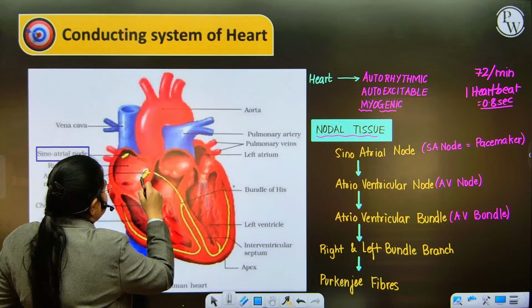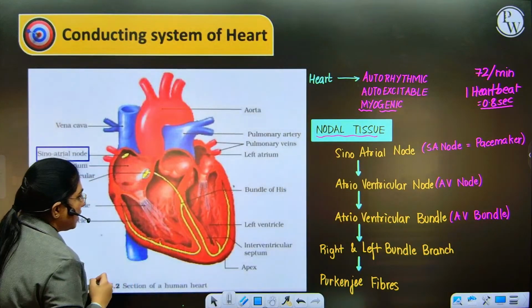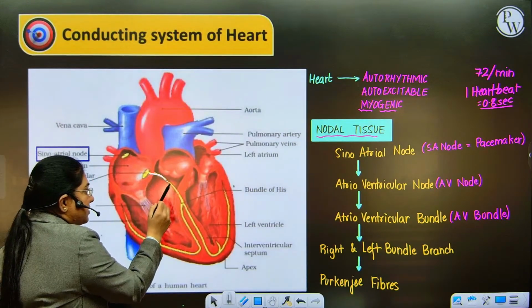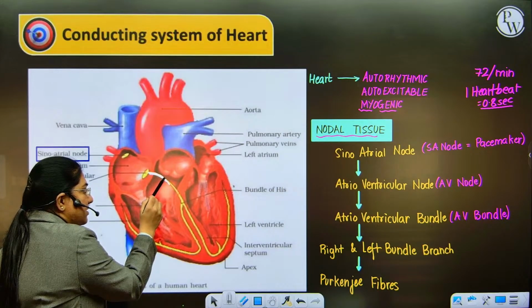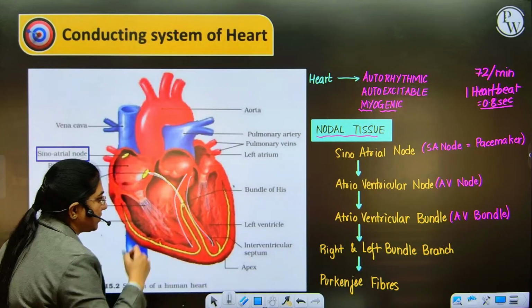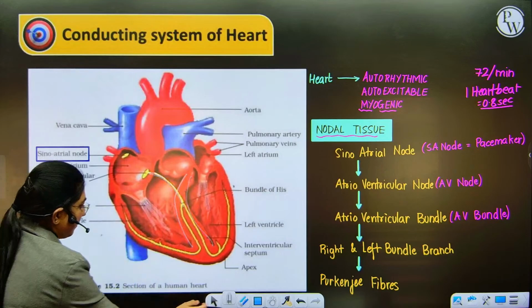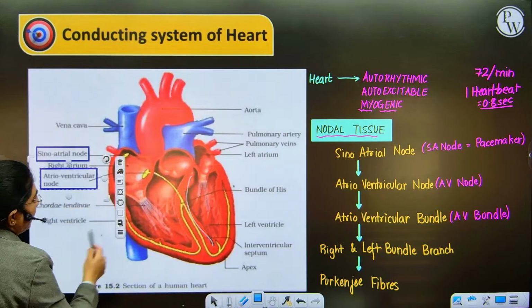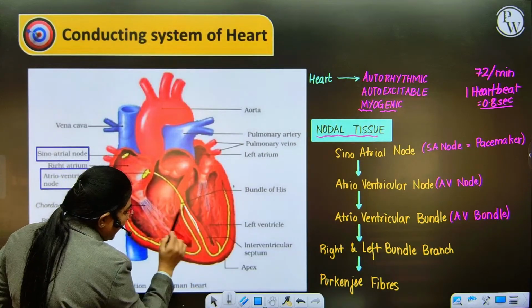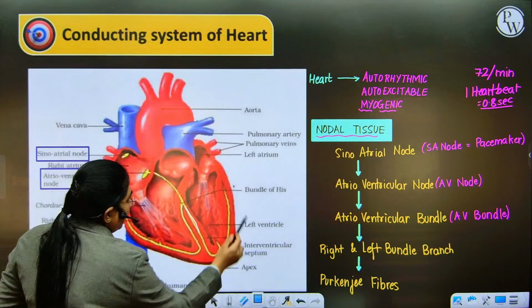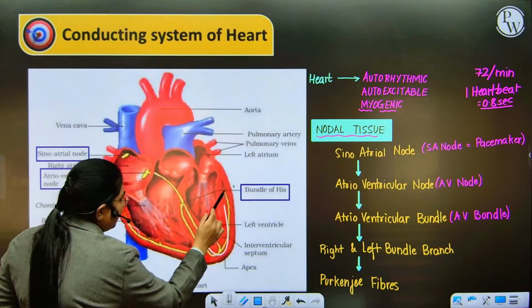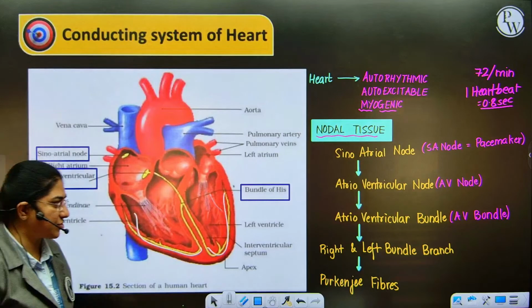Another patch which is present in the lower left corner, a circular mass of the right atrium itself, is called the AV node. From there arises a small bundle which passes to the atrioventricular septum and towards the upper part of the interventricular septum, called the AV bundle. So we have the AV node, we have the AV bundle. From the AV bundle arise two branches called the right and left bundle branch, which then continue as the Purkinje fibers present in the musculature of the ventricles.